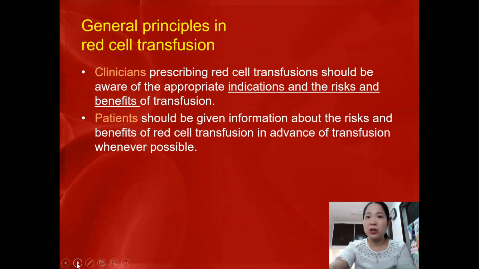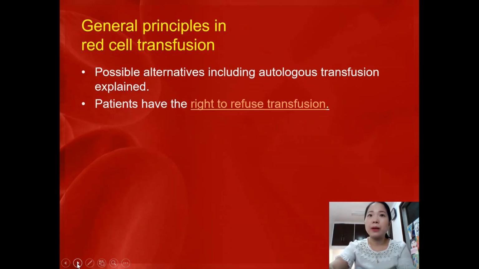So remember, as clinicians, you should know the indications for the transfusion of these blood products. You should as well know the risks and benefits of each transfusion. We will be discussing that in the later slides. And the patients should know the risks and the benefits of red cell transfusion. You can also explain to them that there are other possible alternatives such as autologous transfusion. And again, the patient has the right to refuse transfusion.